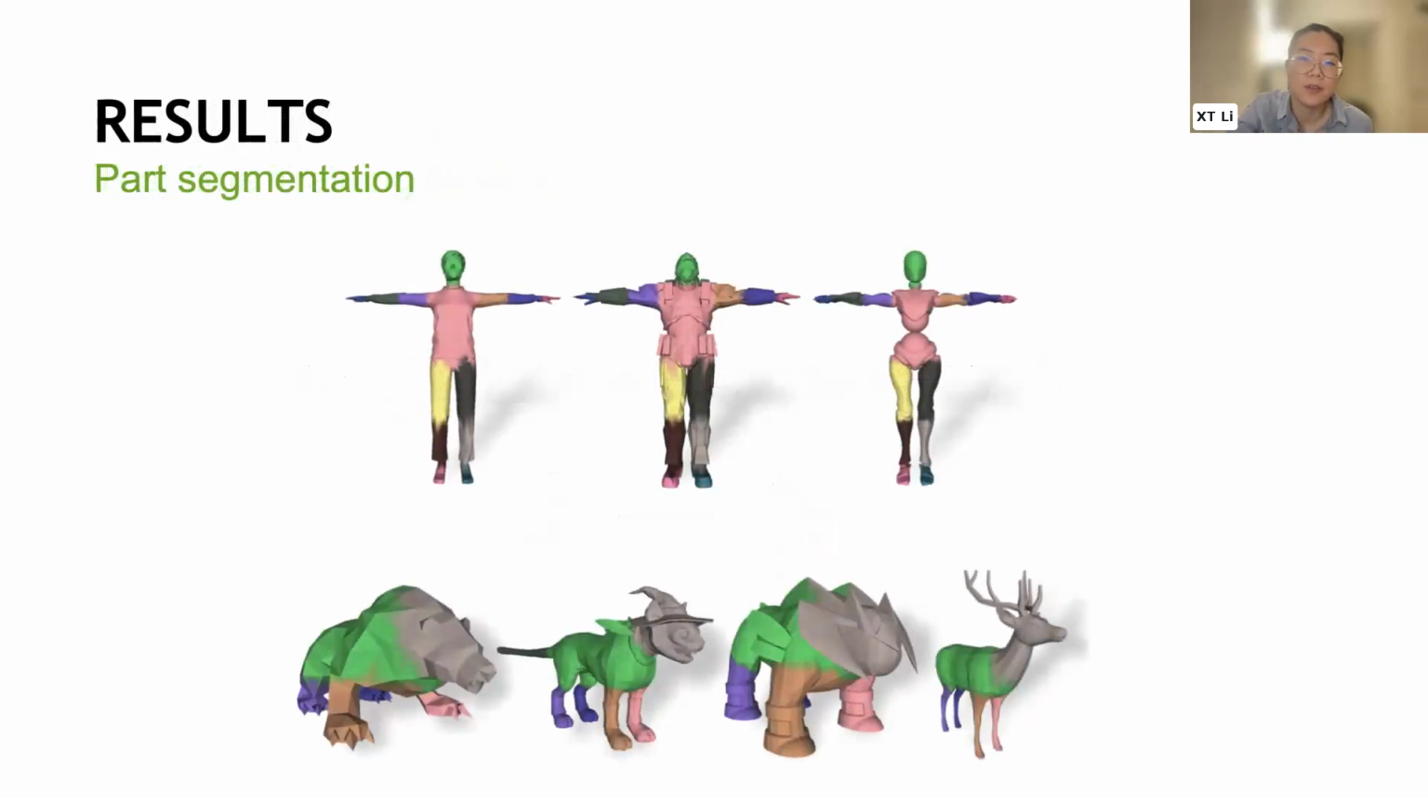Now I will present the results of our method. Here we first visualize the part segmentation prediction by our shape understanding module on the stylized characters. Although we don't have ground truth part segmentation labels for these characters, we only have ground truth for the human meshes, we can see that the model can generalize well to these stylized characters and present reasonable part segmentations.